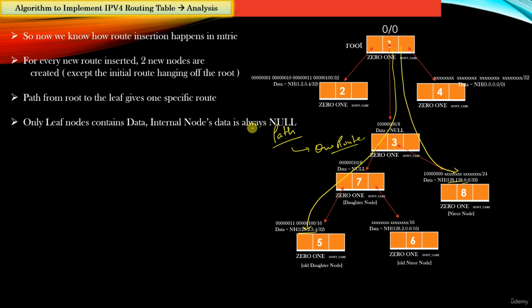Internal nodes' data is always null. So you can analyze in this mtry that all the internal nodes have data equal to null. So you can see this is an internal node whose data is null. This is an internal node whose data is null, whereas the data of the leaf node can never be null.